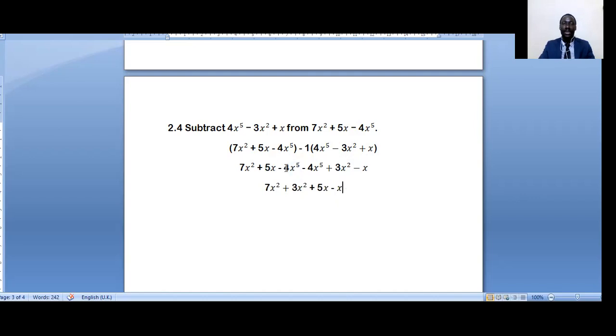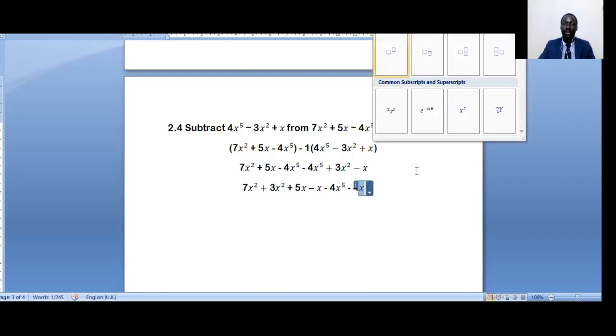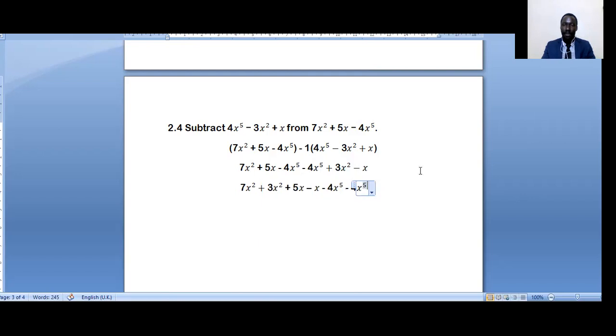Now the next thing is this one here, which is 4x raised to power 5. Then we also have this other one here, which is another 4x raised to power 5. Yes. So that's what we have.